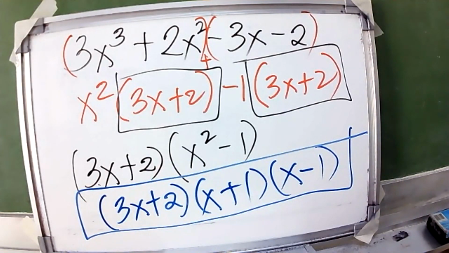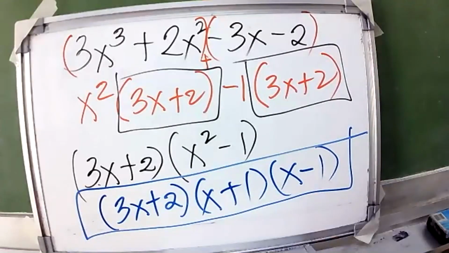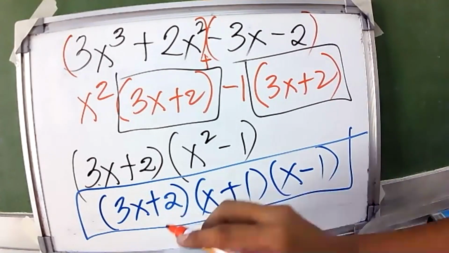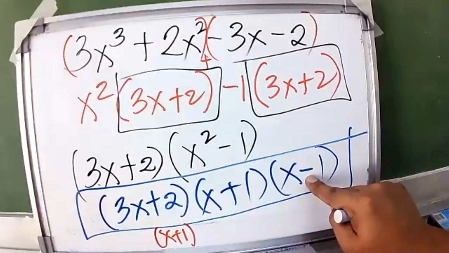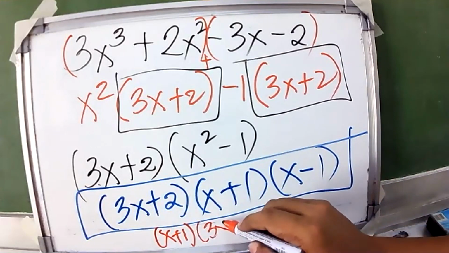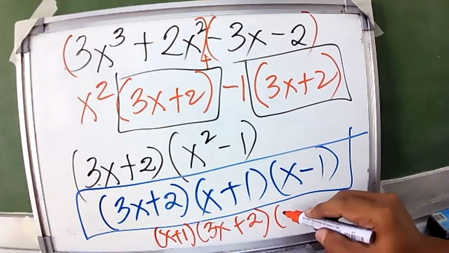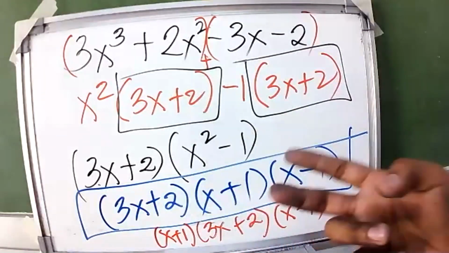Pwede po bang i-rearrange yung po ginawa ko? But yes, you can rearrange them. Possible na mauna si x plus 1. Kung masaya kayo na mauuna si positive, o sige, paunahin nyo yun, x plus 1. Tapos, dahil ayaw nyo yung negative na ugali, gusto nyo positive ang mauna, pangalawa si 3x plus 2, pwede rin. 3x plus 2. Tapos huli nyo si negative 1, x minus 1, that's also correct. No problem with the arrangement because multiplication is commutative. Pwede magpalit-palit yung mga factors.